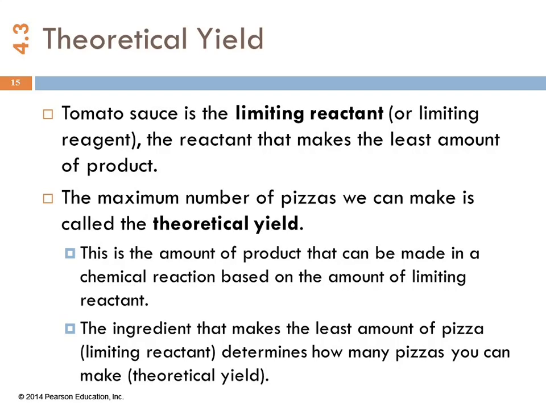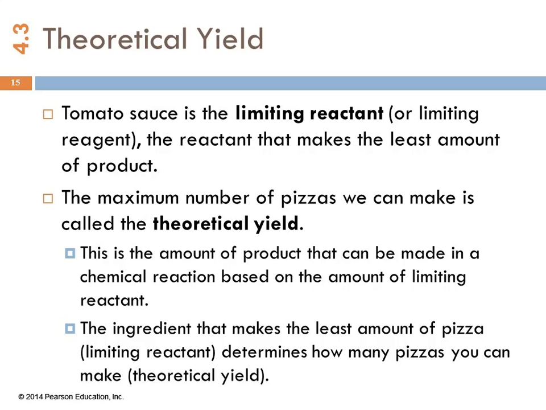So tomato sauce is a limiting reactant, or sometimes we call it the limiting reagent. The number of pizzas that we can make, that smallest number, we took each ingredient and figured out how many pizzas we could make. And the smallest number, that's called our theoretical yield.